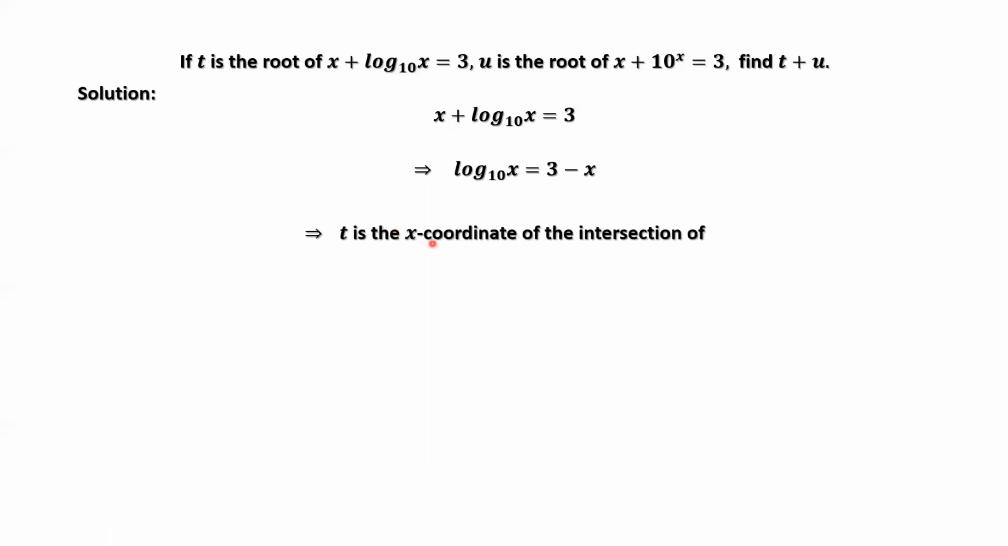t is the x-coordinate of the intersection of the following two functions. The first function is y equals log of x. The second function is y equals 3 minus x. One is the left-hand side. The other is the right-hand side.